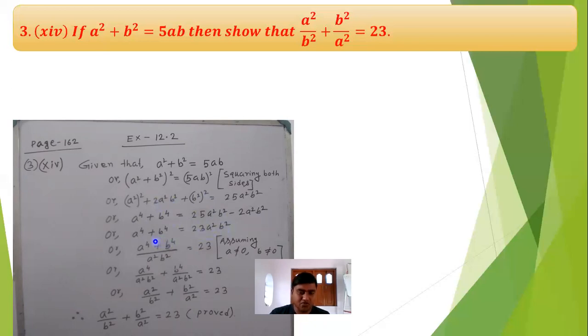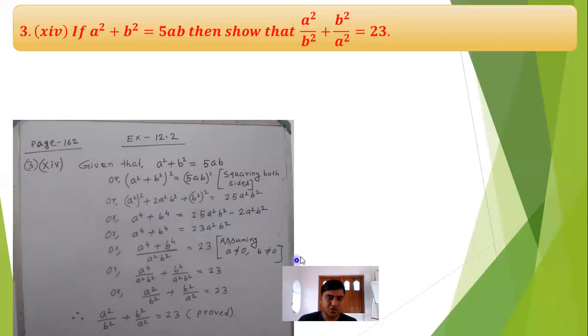Now both sides are divided by a square b square. We are assuming a not equal to 0, b not equal to 0. So a to the power 4 plus b to the power 4 divided by a square b square equals 23, or split: a to the power 4 divided by a square b square plus b to the power 4 divided by a square b square equals 23, or a square by b square plus b square by a square equals 23. Therefore a square by b square plus b square by a square equals 23. Proved.